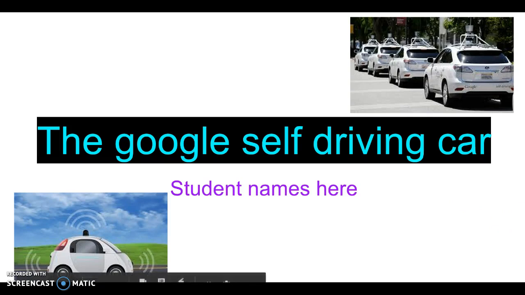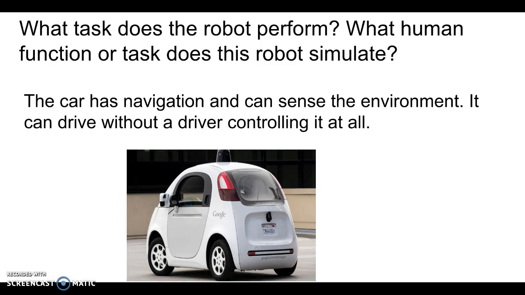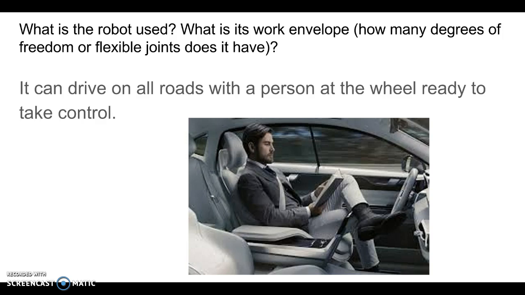So here's where they've already placed the pictures in. These students did a good job of including the guiding questions that are on your handout and also in the presentation slide that I showed you. So what task does it perform? What human function or task does it simulate? And they talk a little bit about the Google self-driving car has a navigation and can sense the environment. It can drive without a driver controlling it at all.